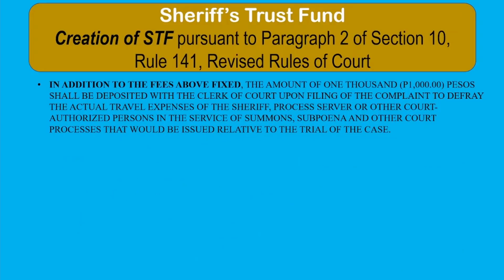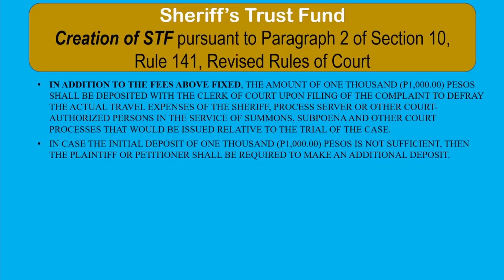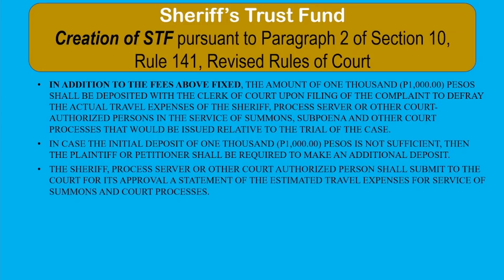Paragraph 2 of Section 10 also provides that in case the initial deposit of 1,000 pesos is not sufficient, then the plaintiff or petitioner shall be required to make an additional deposit. So it's not the maximum amount. The clerk of court may require the party if 1,000 is not enough. So the sheriff, process server, or other court-authorized person shall submit to the court for its approval a statement of the estimated travel expenses or SETE for service of summons and court processes.